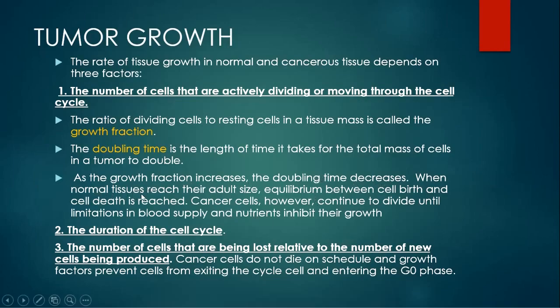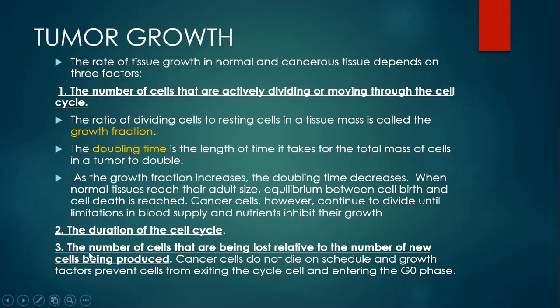And when normal tissues reach their adult size, an equilibrium between cell birth and cell death is reached. But this does not happen in cancer cells. So what happens in cancer cells? Cancer cells, however, continue to divide until limitations in blood supply and nutrients inhibit their growth. So this ability for them to divide continuously is one factor in which they're growing in such large numbers.